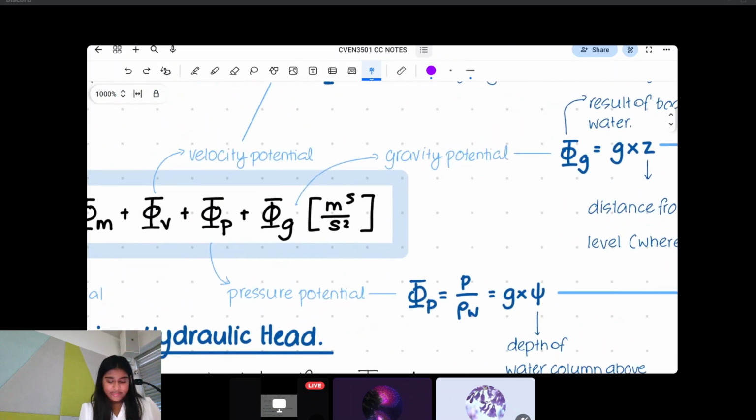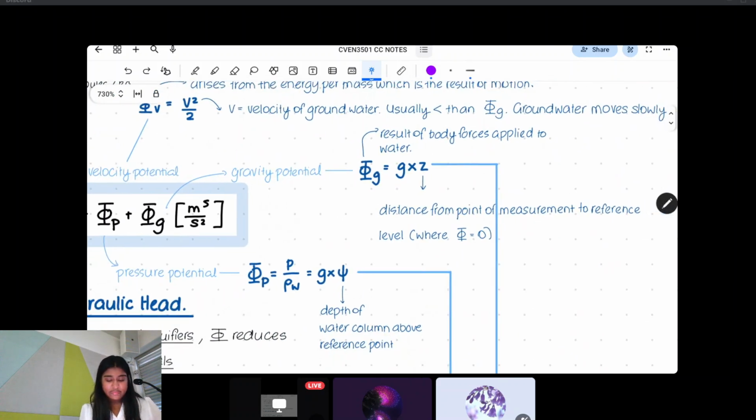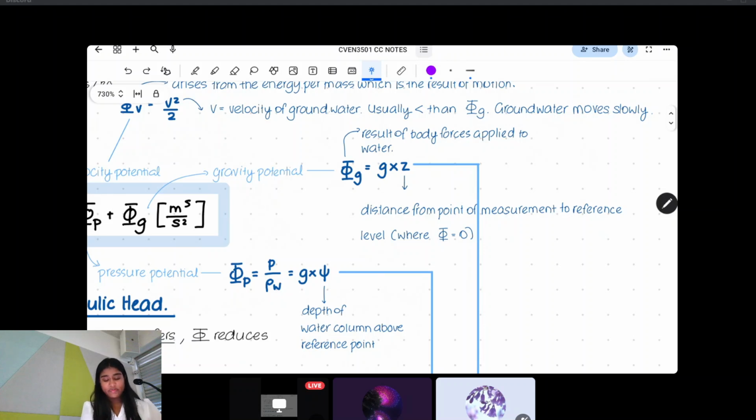The next one, speaking of potential due to gravity, that's just the product of acceleration forces due to gravity multiplied by z, which is the distance from the point of measurement to the reference level where that total potential is equal to 0. So wherever your reference level is, and I'll show you a diagram where that will be indicated in a second, whenever that is 0, that is your reference point.